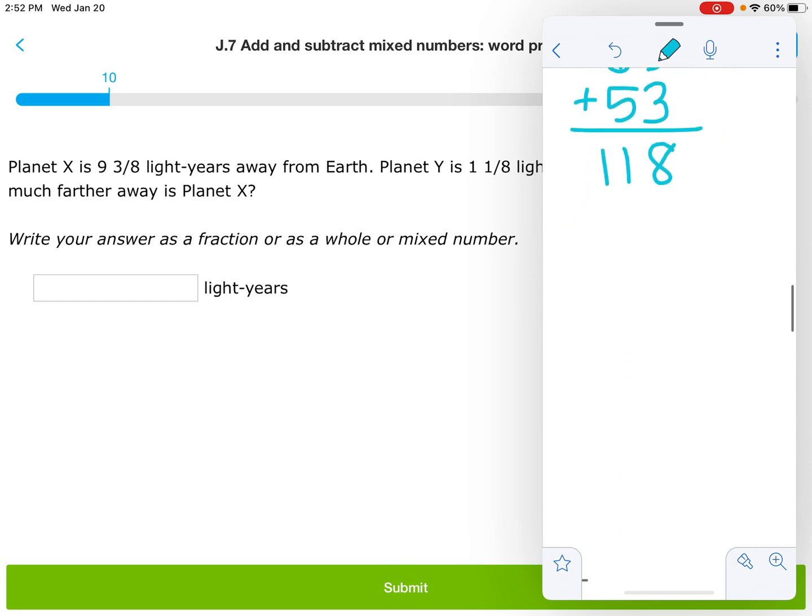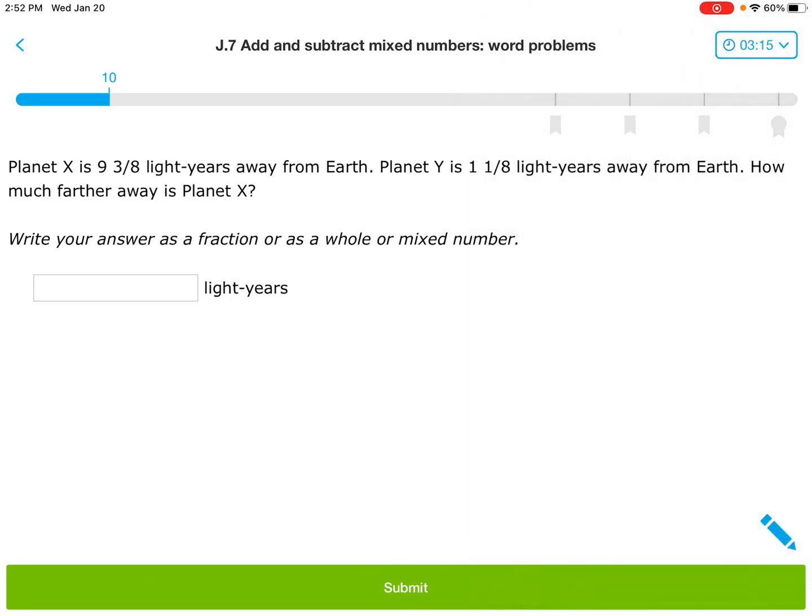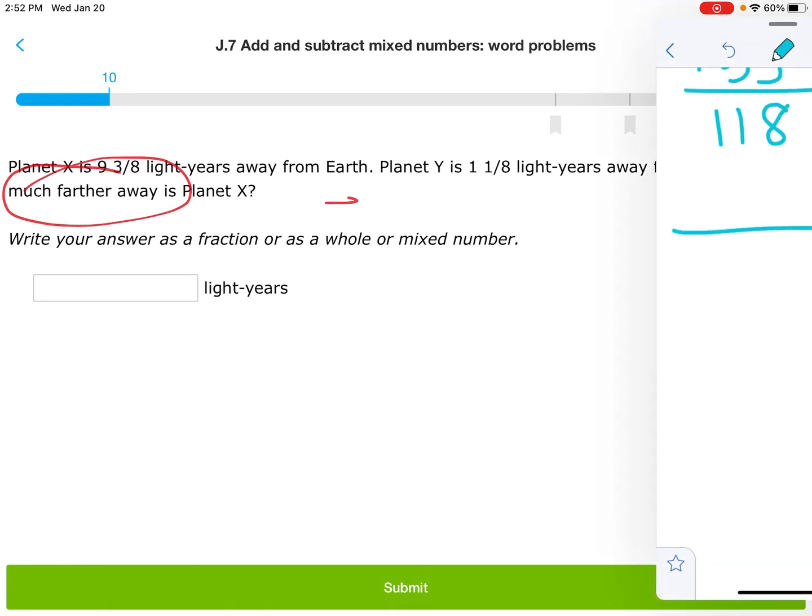Alright, let's practice another one. This time we have planet X is 9 3/8 light years away from Earth. Planet Y is 1 1/8 light years away from Earth. How much farther away is planet X? Alright, that much farther away. What does that tell us? Are we adding or subtracting these numbers? Right, we are subtracting them.